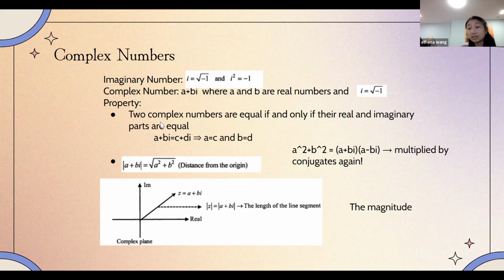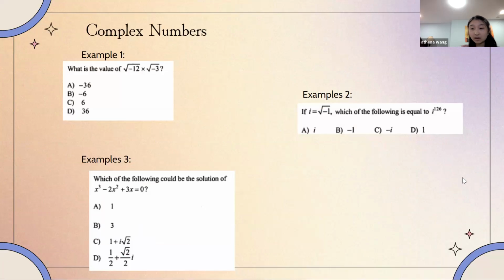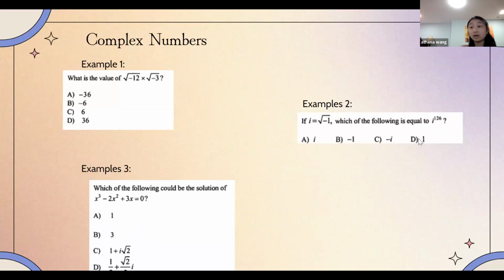Okay, so we have more examples of complex numbers. For this one, just know i to the fourth is equal to 1. And for this one, convert it to an imaginary number first. Because if you don't, you can get square root of 36 and you can get 6. But the answer is -6 because this is actually i times square root of 12 and this is i times square root of 3. So this would actually be -6.